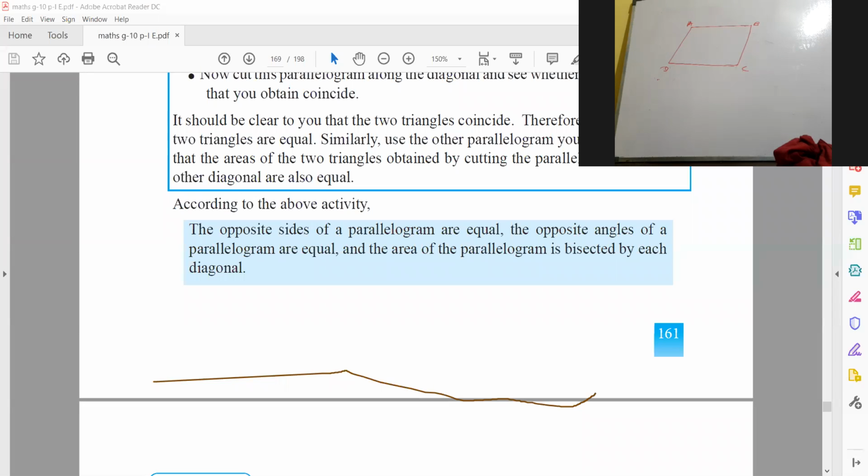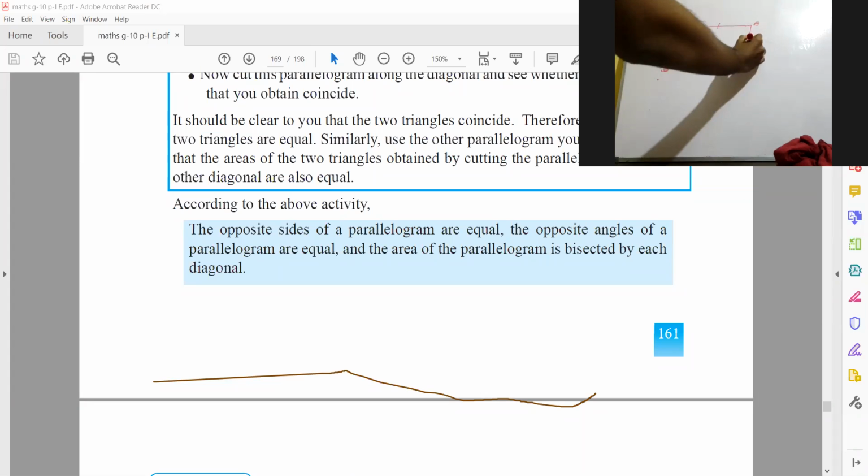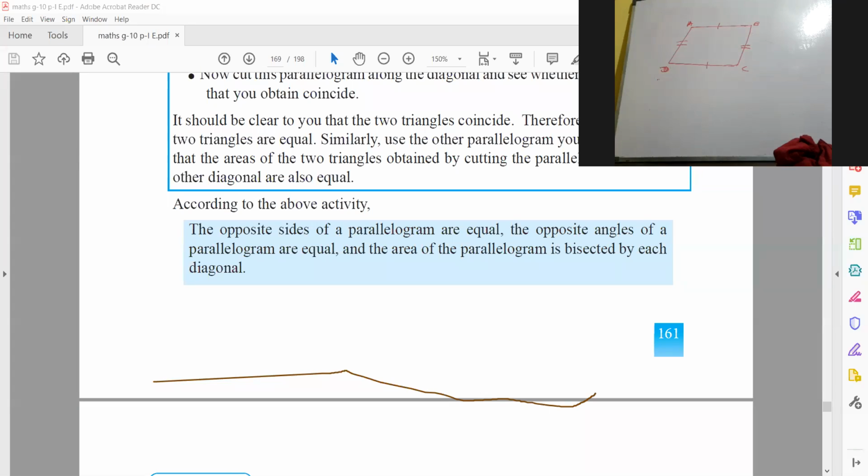Opposite sides are equal. Now, in this parallelogram, the side AB is opposite to the side DC, right? And if this is a parallelogram, this side is equal to this side, right? We denote it like this with a single bar. Then the opposite side of AD is BC, right? Then these two sides are also equal.